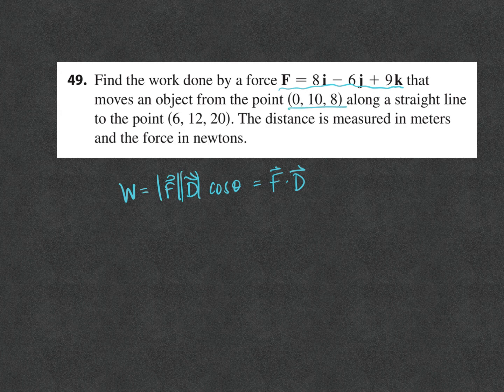So the work done by a force, here's our force vector right here, that moves an object from this point along a straight line to this point. The distance is measured in meters and the force is in newtons. So remember, meters and newtons becomes joules when you work with force. So you either have meters and newtons, which becomes joules, or you have foot-pounds.